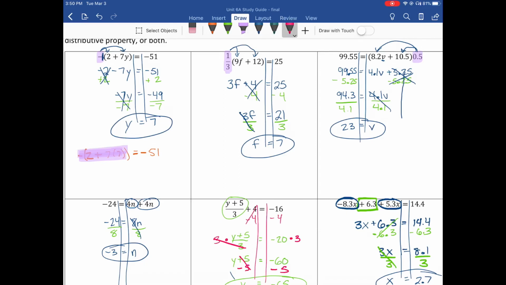Same thing in the next one. If you were to take 1/3 parentheses 9 times 7 plus 12, and you were to plug that into your calculator, you should get 25.